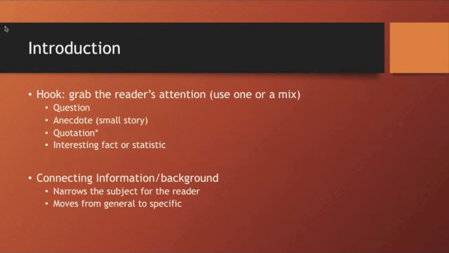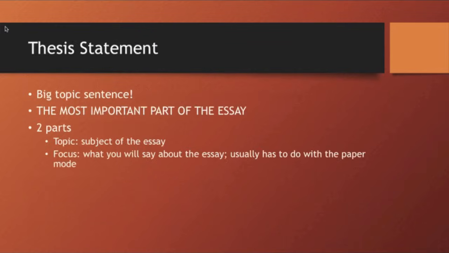Now let's go back to the introduction. So like I said, the introduction is made up of a hook, and a hook grabs the reader's attention. Now, you can use one of these techniques, like a question, telling a small story, or a quotation, using an interesting fact or statistics, or you can use a mix of the 4. After you grab the reader's attention, you are going to write connecting information or background. This is where you narrow that subject for the reader to go from general to specific.